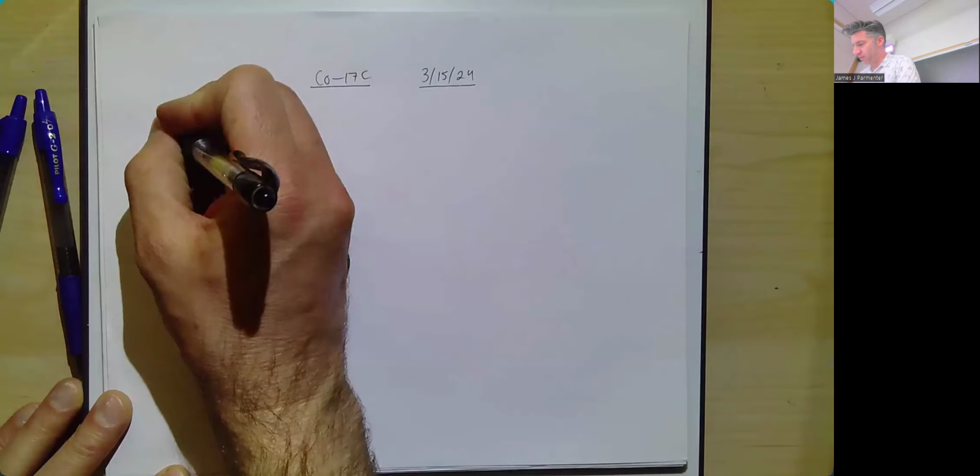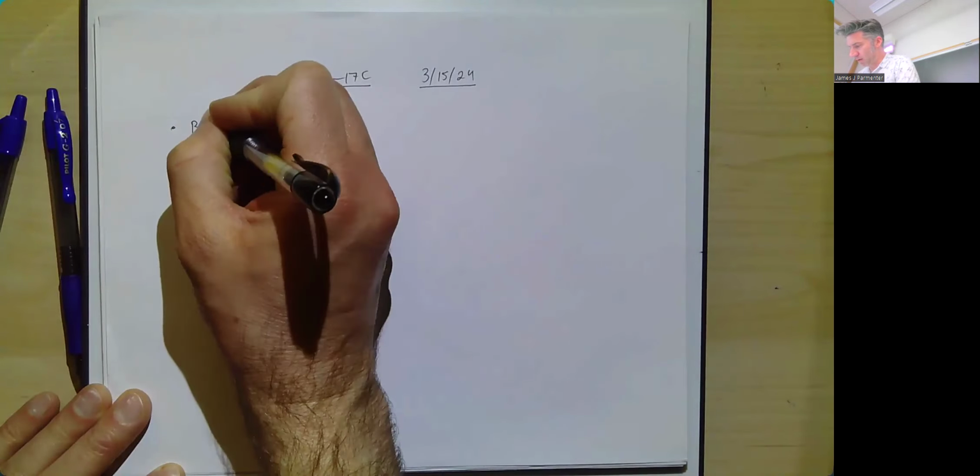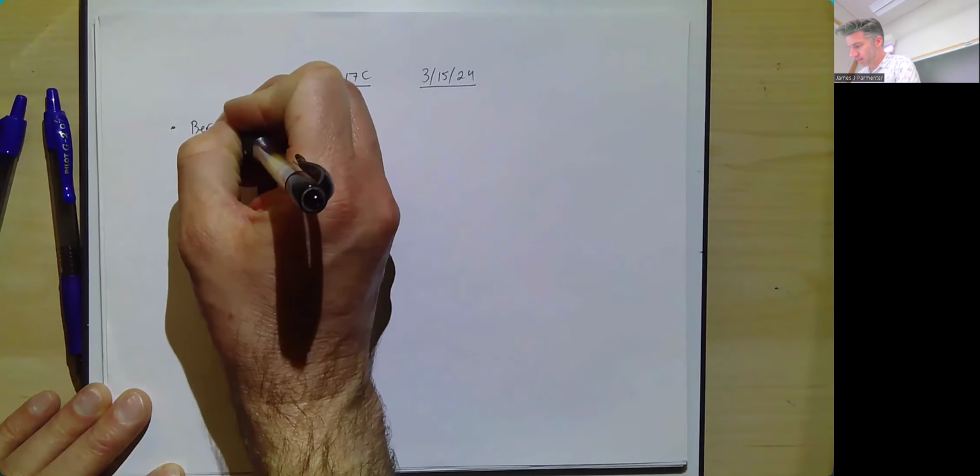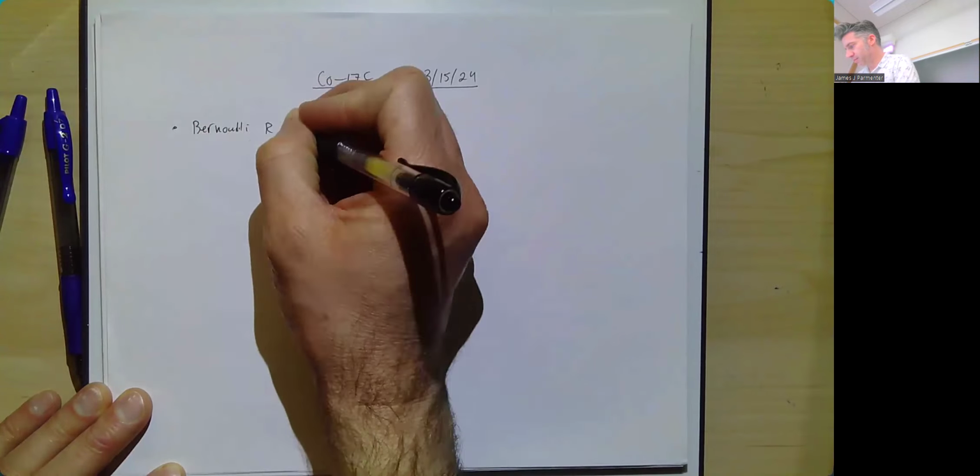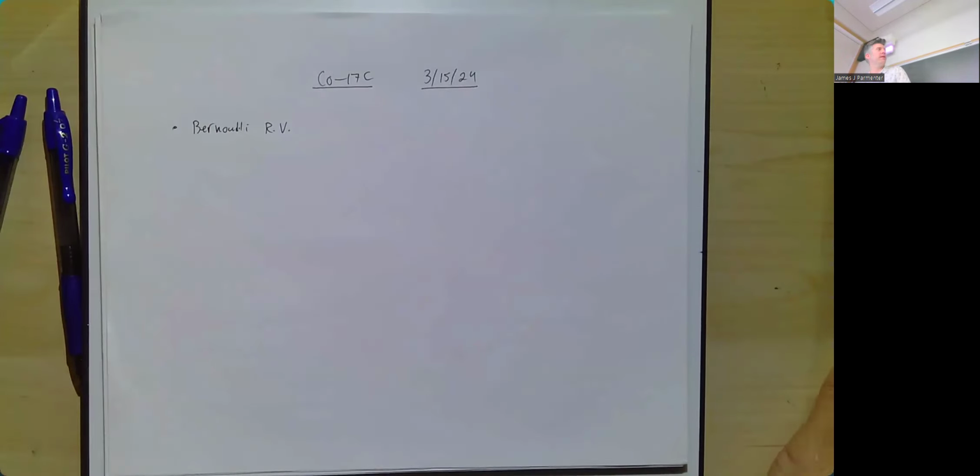So today in class, he was talking about Bernoulli random variables. Here's what I think you should take away from what he said in class today. Bernoulli random variables. Basically, the idea here is you're talking about something where you have either a failure or a success.